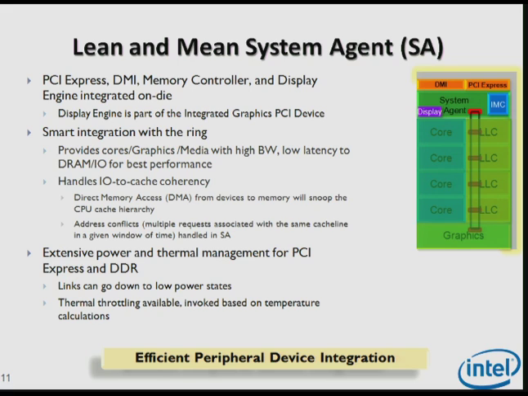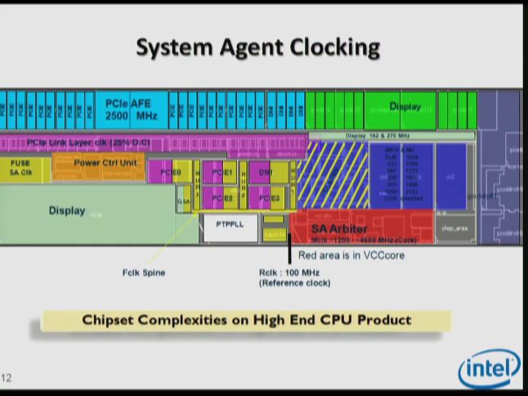And last but not least, power. There are a lot of power features in the system agent, mainly to shut down to different levels of idle power the IOs and the logic related to them, and also thermal throttling of the IOs. Overall, we see the system agent as a very efficient implementation for peripheral device integration.